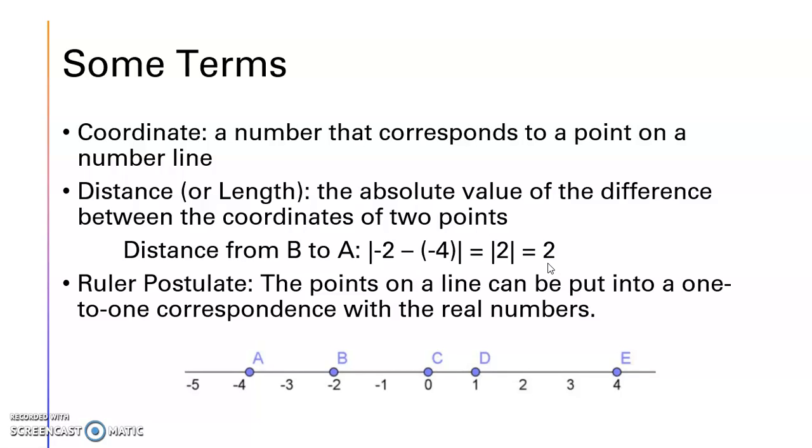The last thing we need to talk about is the ruler postulate. Basically this says that if I have points on a line, I can line them up with a real number line. So I can basically make a ruler. It gives me permission to make a number line like this, put points on it, and line them up with coordinates on that number line. So we're going to take a look at an example where we need to find the distance between some coordinates.